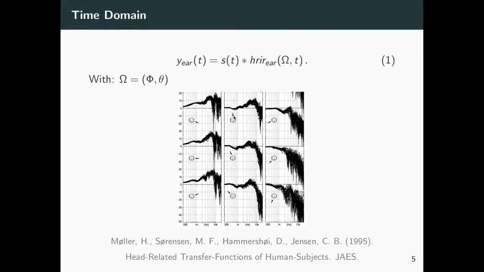So this is how these HRTFs look, and you can already see that this is not a trivial correspondence between angle and HRTF. These are pretty complex, and they change over the angle quite a bit. There are some approaches to approximate them and make them a bit easier to represent, but we're not looking at that in this scope. We are dealing with the actual HRIRs.